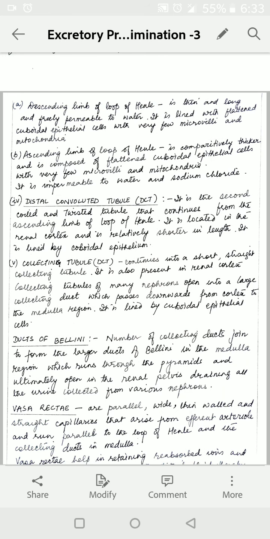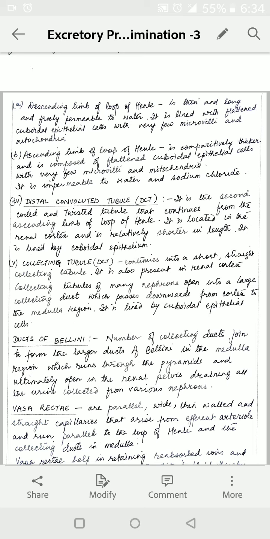Now, these collecting ducts join to form the larger ducts of Bellini in the medulla region of the kidney and run through the pyramids, and they ultimately open in the renal pelvis, draining the urine collected from different nephrons.